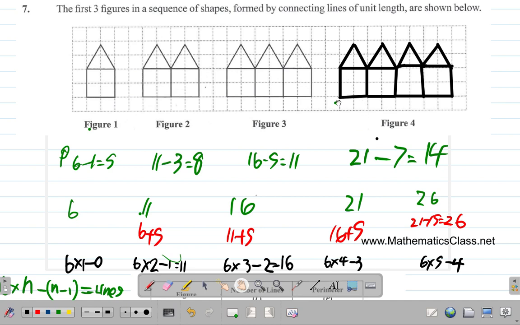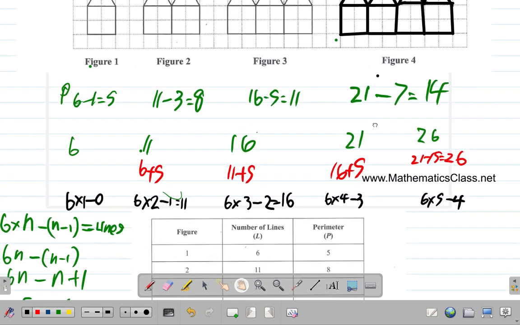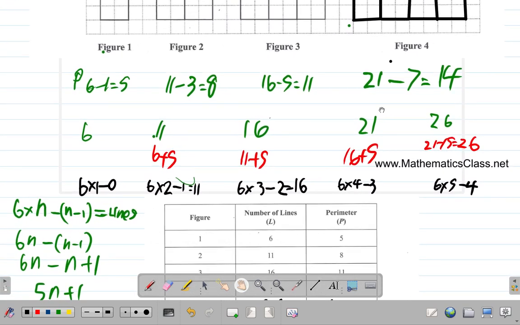For the perimeter, you take off. For this you take off 5: 1, 2, 3, 4, 5. For this you take off 7: 1, 2, 3, 4, 5, 6, 7. So we want to figure out how much you take off from each.